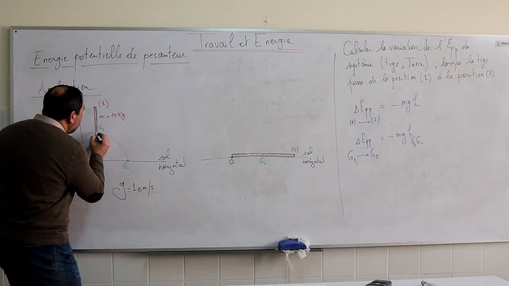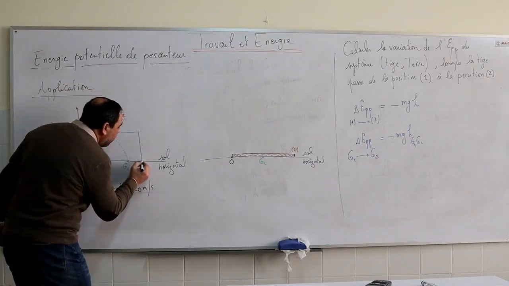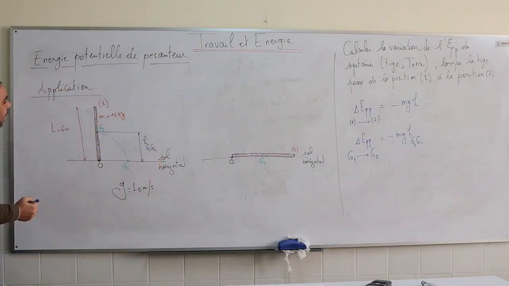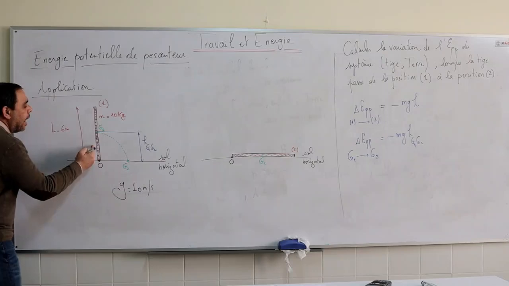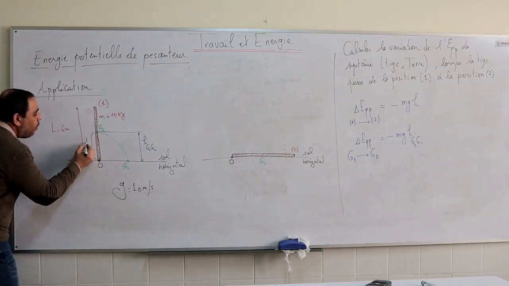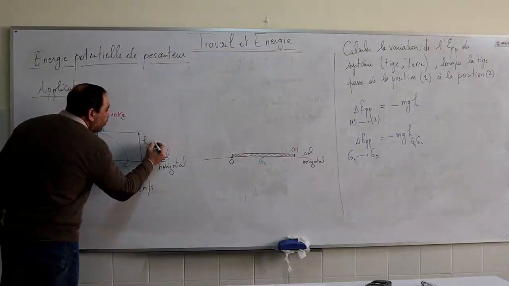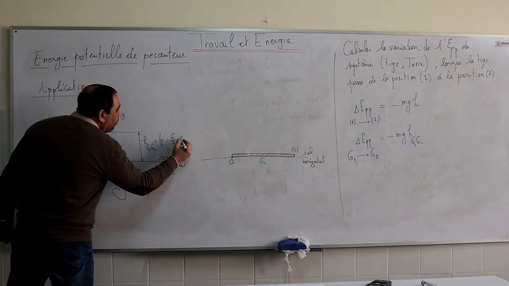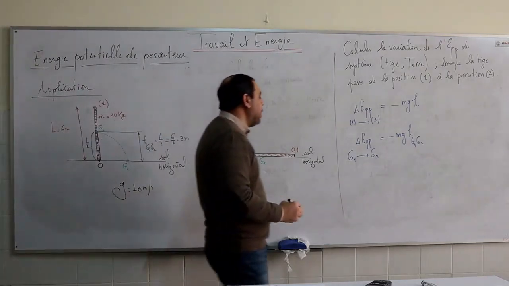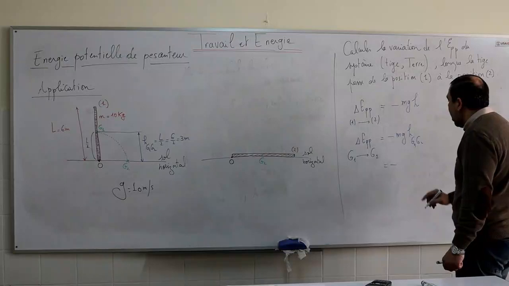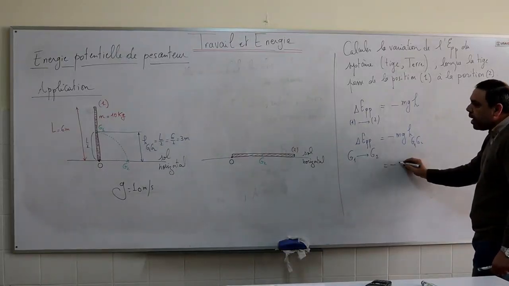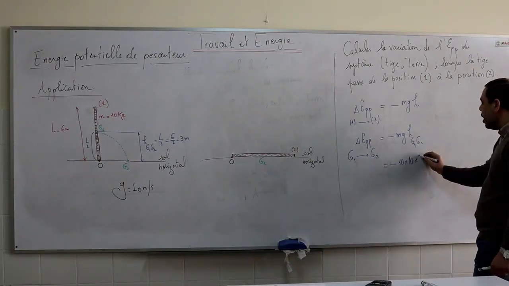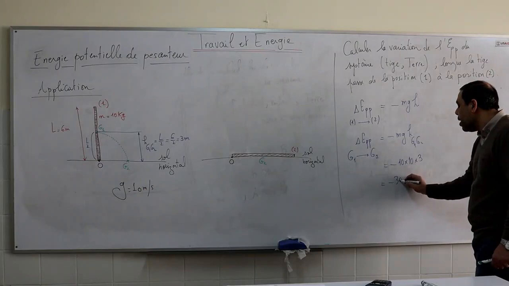The height between G1 and G2 is here. This height is equal to OG1. OG1 is half of the rod's length, which is L over 2. 6 over 2, this is 3 meters. As a result, minus 10 times 10 times 3, minus 300 joules.